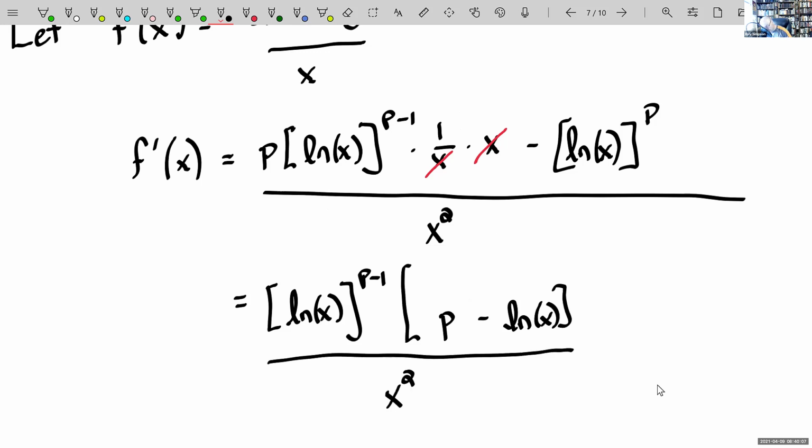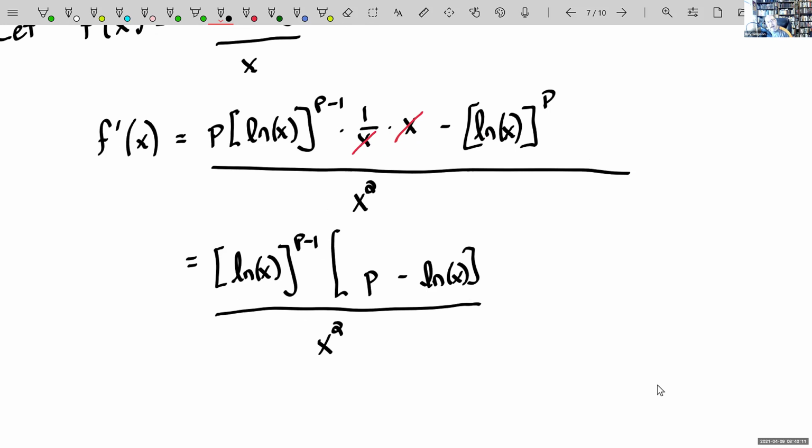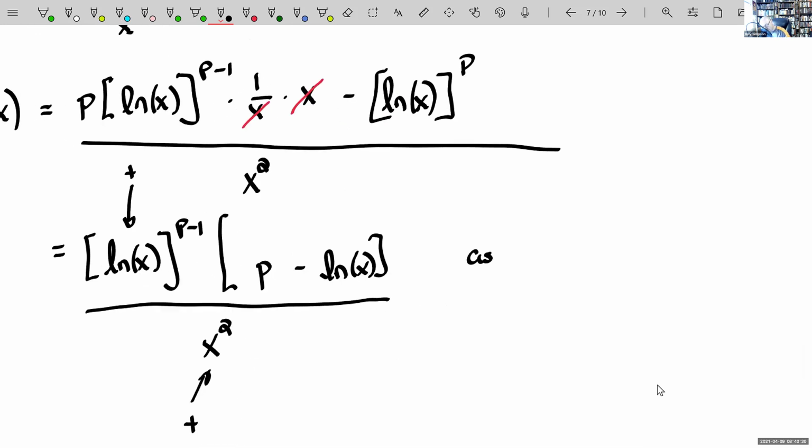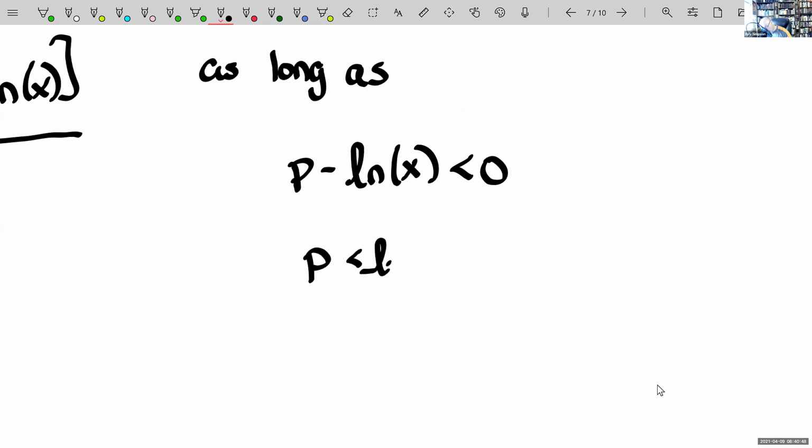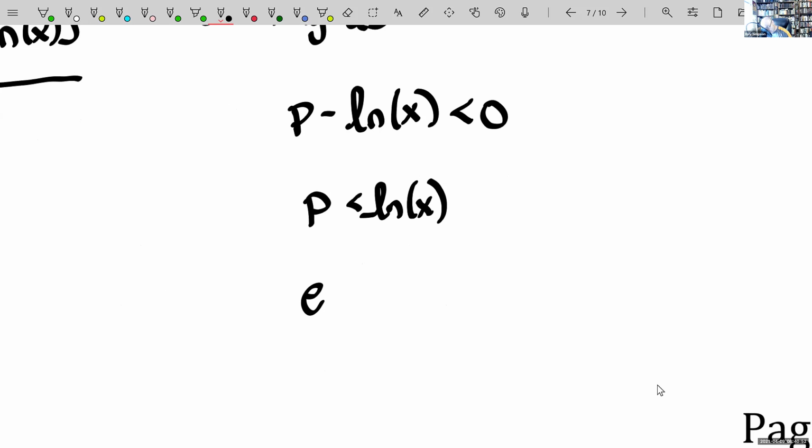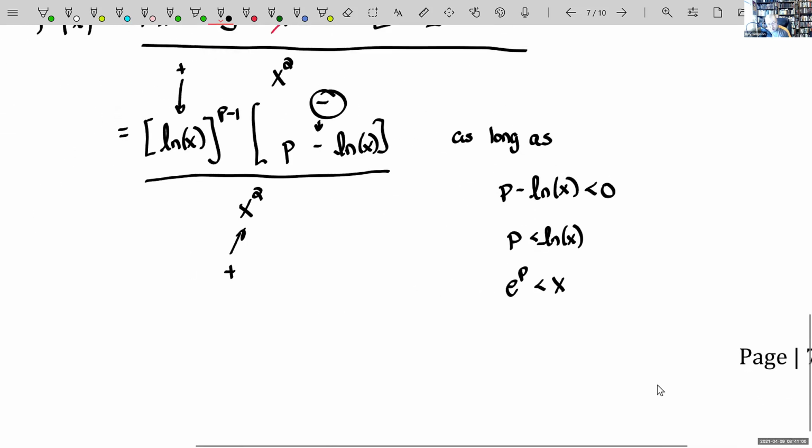Actually, this is not too bad now I'm looking at it, because x is going to infinity, isn't it? So this is positive. x squared is definitely positive. And as long as p minus the natural log of x is negative, right? If I can force this to be negative here, then I know I have a derivative that will be negative. Well, when does that happen? It happens when the natural log of x is greater than p, or in other words, when x is greater than e to the p power. That is, I happen to know this function will be decreasing. When?